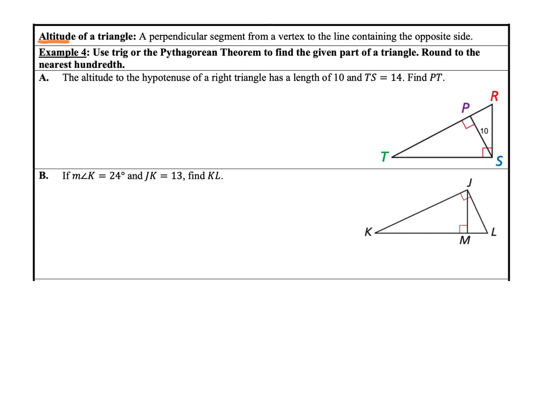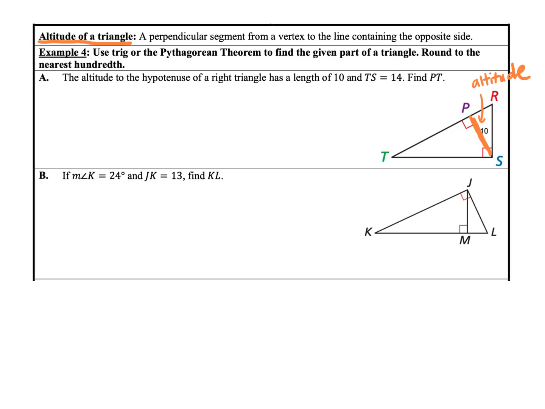For us, the altitude of a triangle is a perpendicular segment from a vertex to a line connecting the opposite side. The vertex we're going to look at is the right angle. So right here, this is an altitude. And it says use trig or the Pythagorean theorem to find the given part of a triangle, rounding to the nearest hundredth.